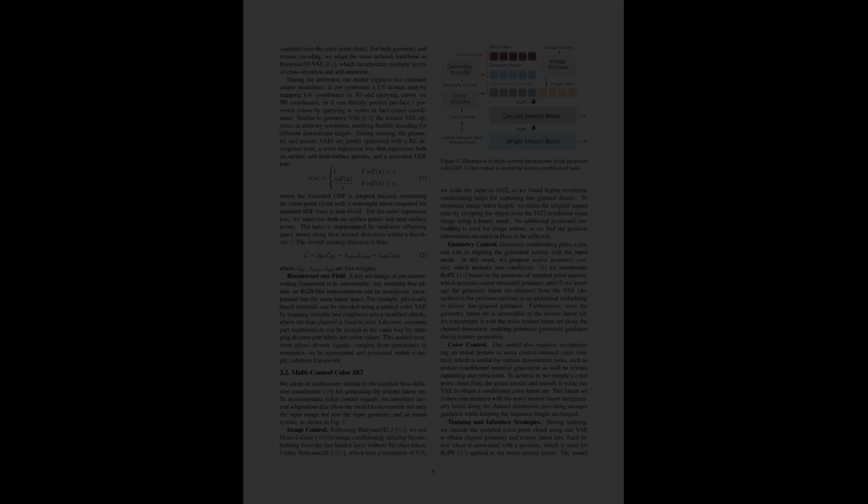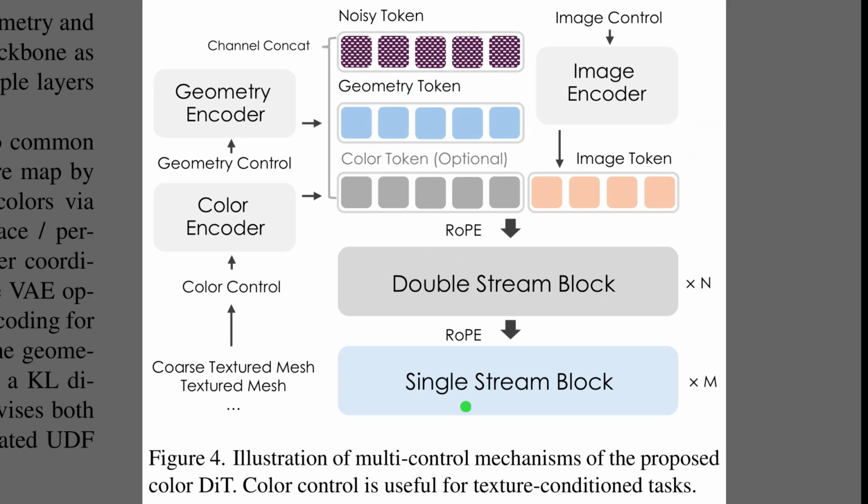Alright, Figure 4 explains how the diffusion transformer combines multiple control signals to drive texture generation. The left side shows geometry and color encoders that turn a textured mesh into geometry tokens and optional color tokens for color control. The right side shows an image encoder that produces image tokens for image control, so a reference photo can steer the look. All these tokens are merged with noisy texture tokens, then passed through double-stream and single-stream blocks that use positional rotary embeddings to keep everything aligned in three-dimensional space.